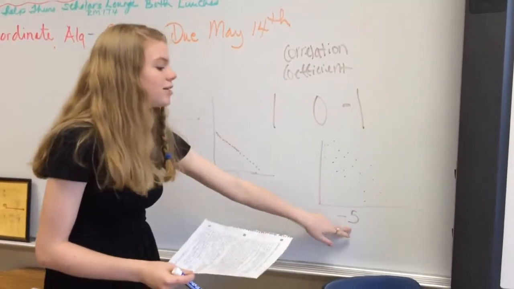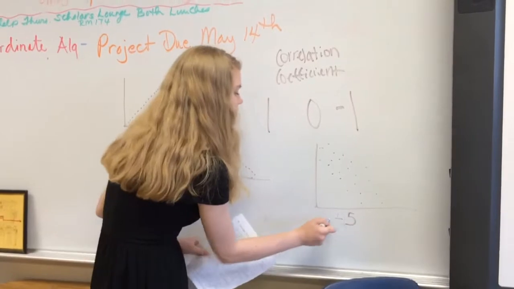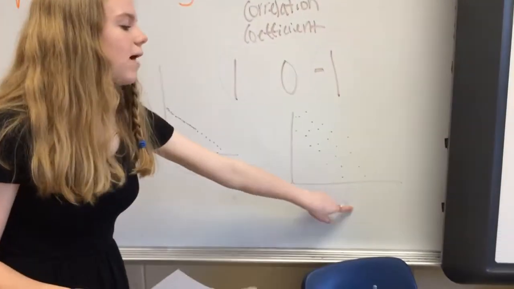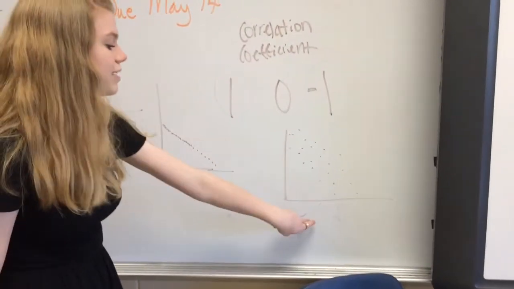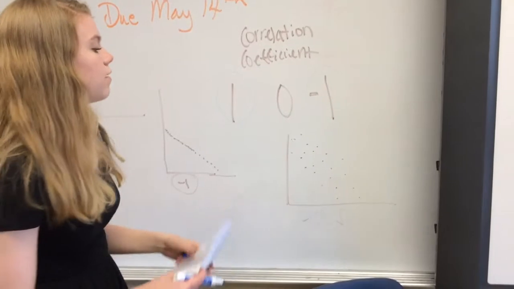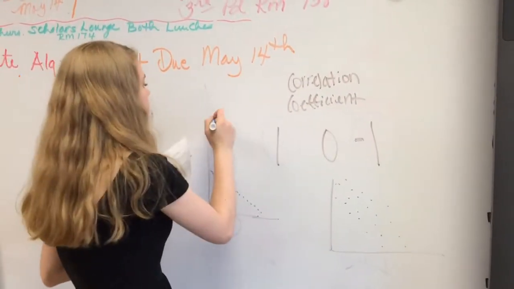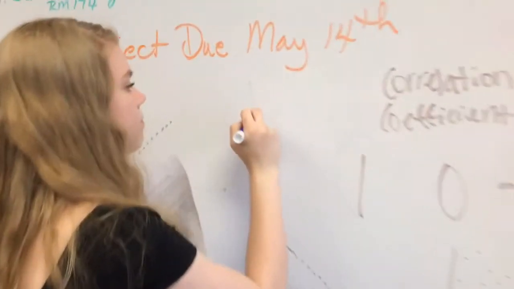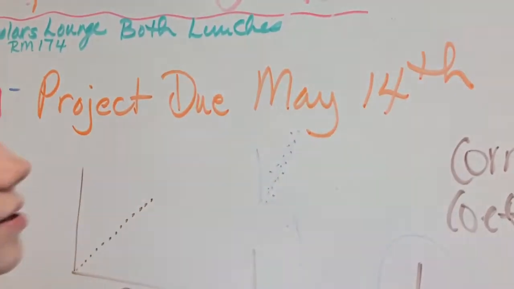So -5 is an example of something that's wrong too. -0.5 would be an example of a weaker linear line. It's decreasing because it's negative. And an example of a closer one would be, let's do 0.9. That would be very close together, but it wouldn't be exactly like a linear plot.